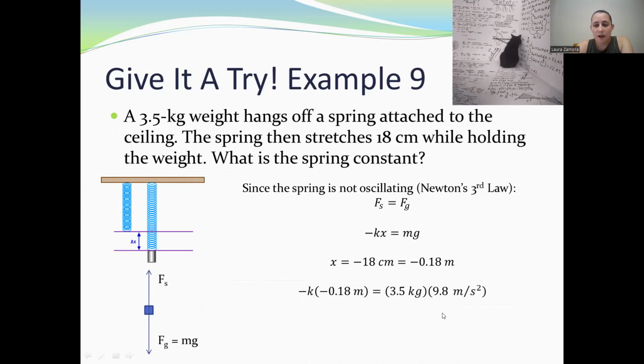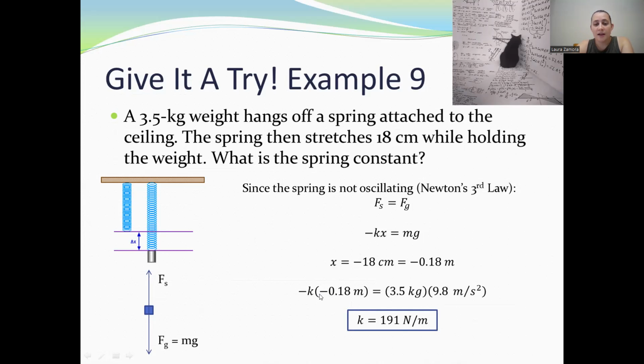Okay. So we can plug in all of the things that we are given. We don't know what k is. That's what we're trying to find. So negative k times x, that difference in the position, equals the mass times gravity. And so that gives us a spring constant value of 191 newtons per meter.